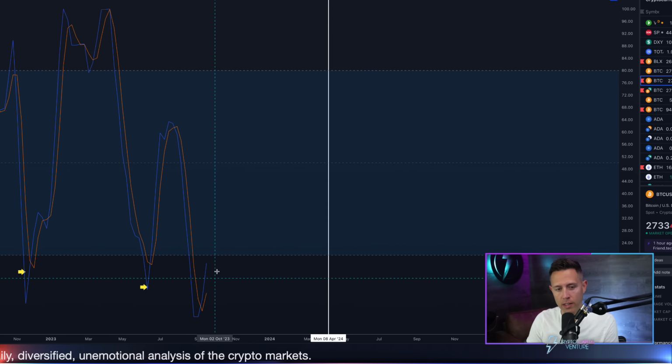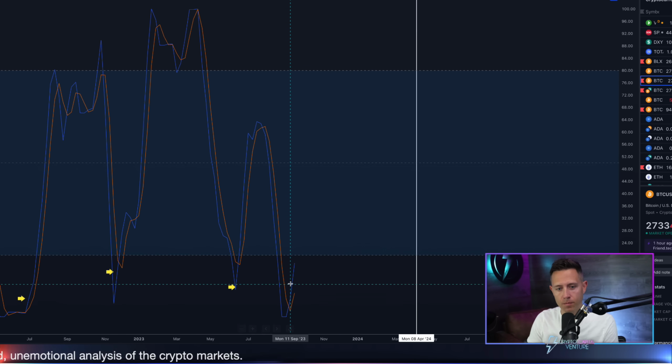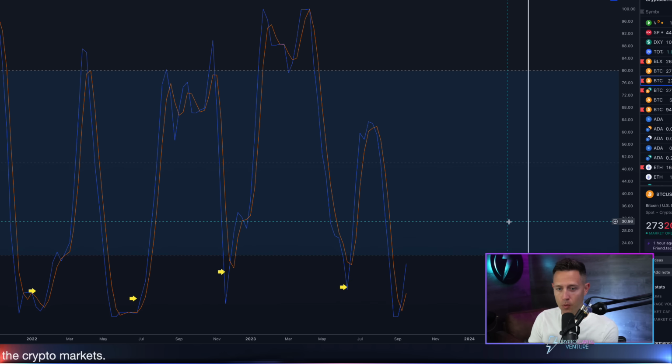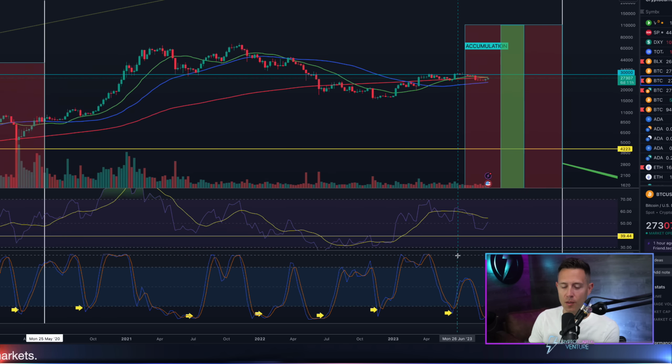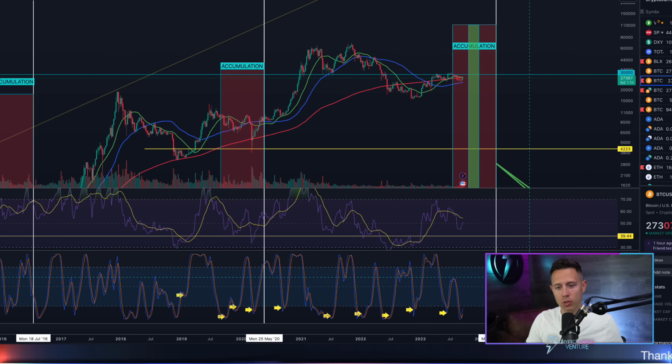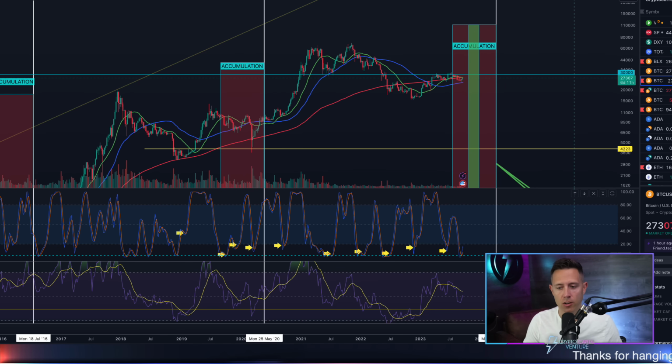You can see that right around 20. But we have the K line, the blue line, just crossed that red D line. And I just want to point out, historically, if we zoom out on this chart, what has happened? Let me move this stock RSI up so we can get it closer to the chart.